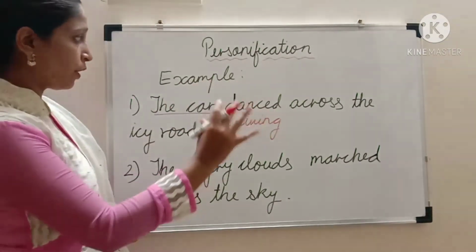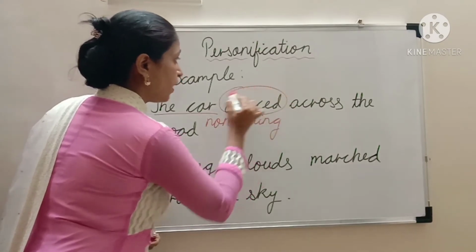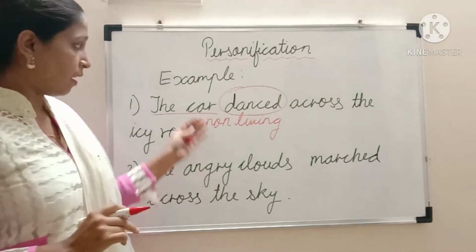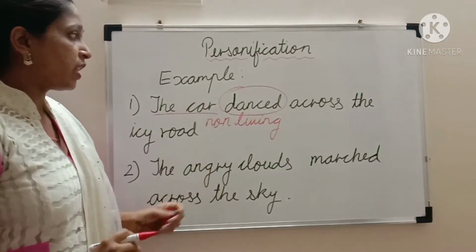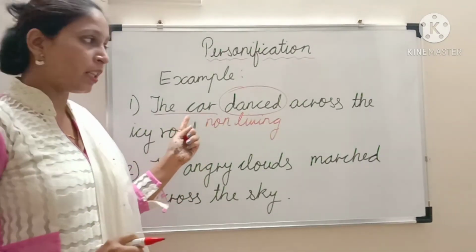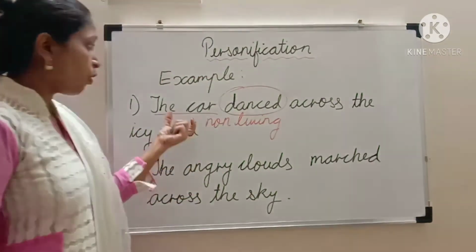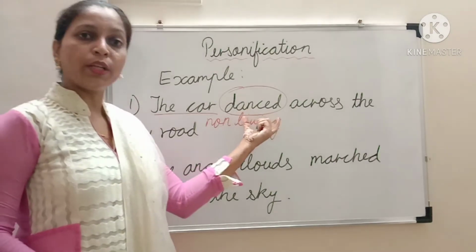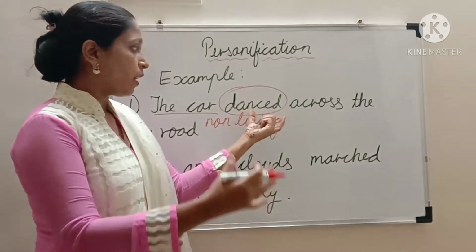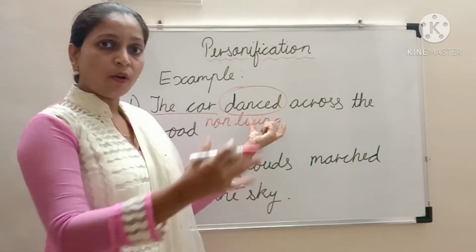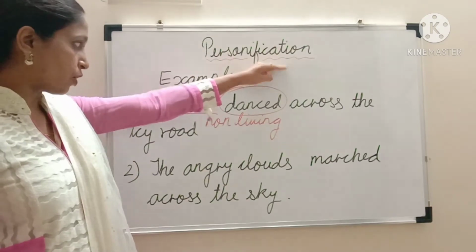Can you see the quality of a human being? Yes, it's correct: the quality of dancing. Human beings dance, isn't it? Cars never dance. The dancing quality is a human quality, which in this sentence is given to a non-living thing, that is the car. So when a sentence contains a non-living thing which is given a quality of a human being, that is dancing or any other, it is called personification.